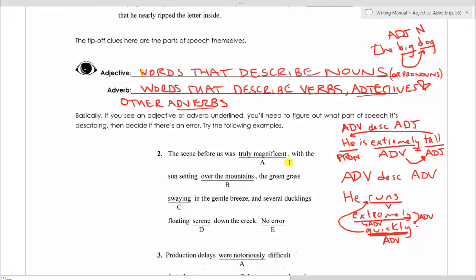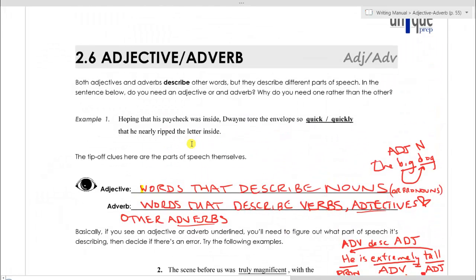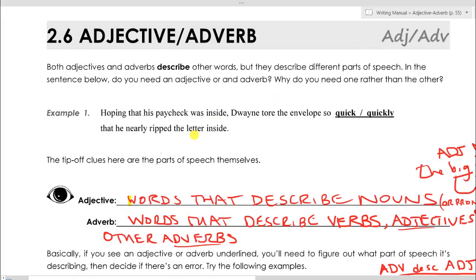In terms of examples 1, 2, and 3, let's take a look at number 1. By the way, you will note that the parts of speech themselves in the name of the rule, adjective, adverb, are also the tip-off clues for this rule. If you see an adjective underlined, your job is to determine if that adjective should actually be an adverb. And if you see an adverb underlined, you should determine if that adverb maybe needs to be an adjective. How do you answer the question, which part of speech do I need?